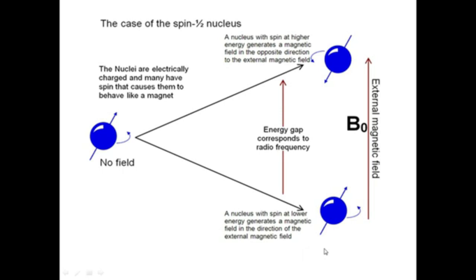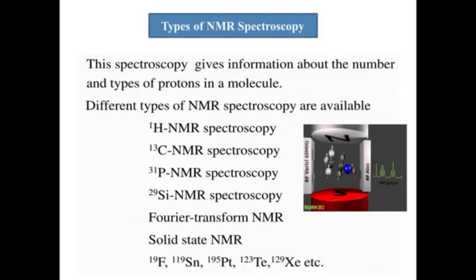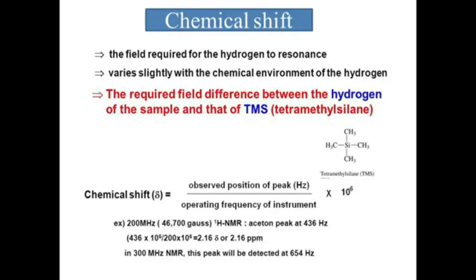Nuclei are electrically charged and have spin, so they behave like magnets. There are different types of NMR spectroscopy: proton NMR, C13 NMR, P31 and silicon 29 NMR spectroscopy. Another is Fourier transform NMR and solid state NMR, etc. We can easily find out this type of molecule using solid state NMR.